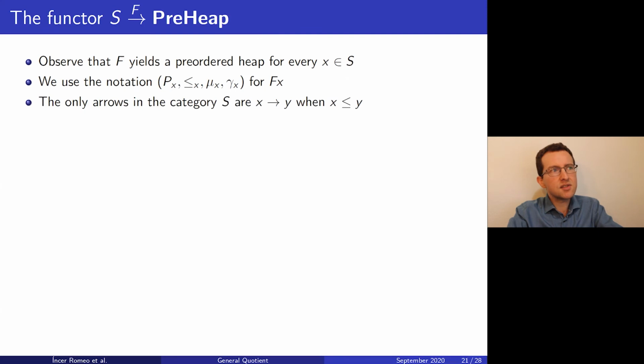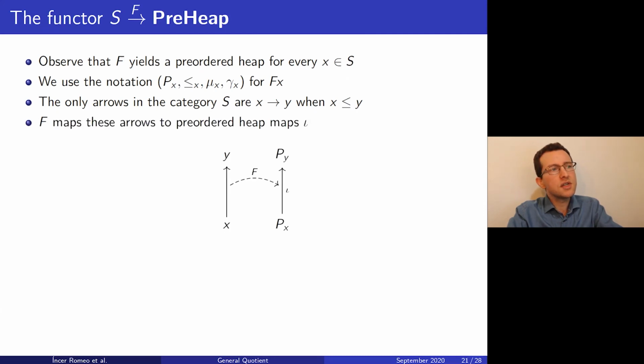The only arrows that exist in the category S are whenever x is less than or equal to y. It means that our functor is mapping those arrows in the semi-lattice to preorder heap maps. And there is only one of them because there is at most one of them between any two objects of the semi-lattice. These maps iota are called concretizations. And here we follow the notation of abstract interpretation, because we understand that when we go to a preorder heap with a bigger alphabet, we have more detail available to us. This is why we call it concretization. This allows us to introduce the notion of a seed heap.